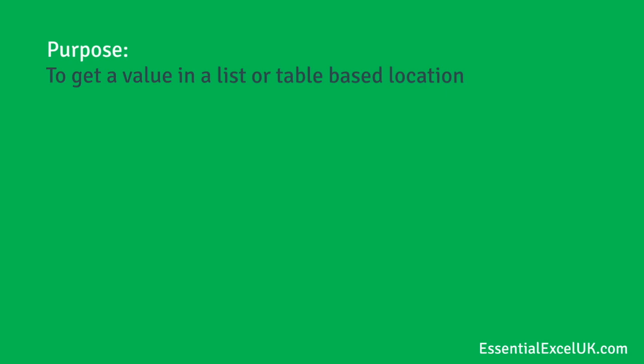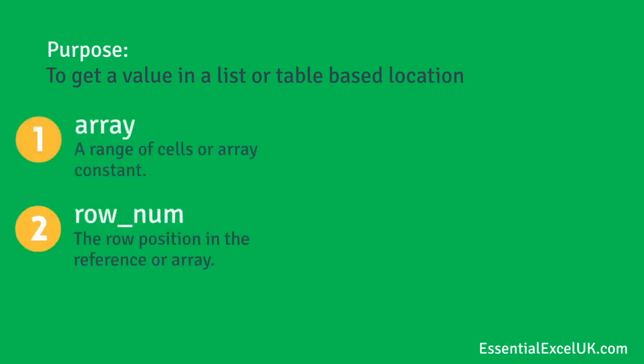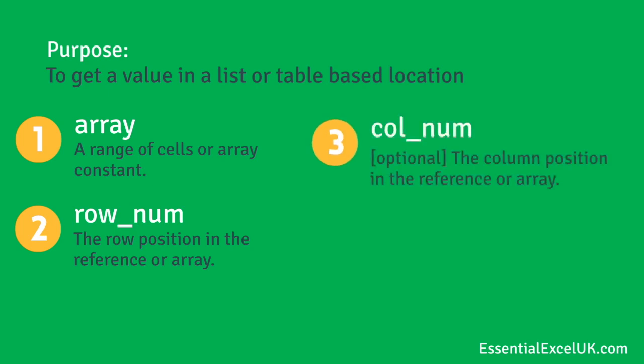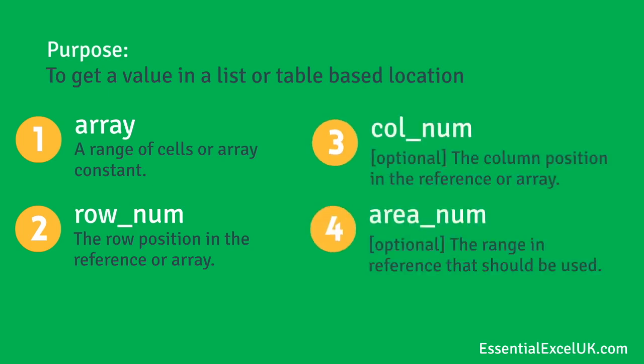So the first one we have is the INDEX function. It's made up of 4 different parts. The first is the array, so this is a range of cells or array constant. The second is row number, so this is the row position in the reference or array. Number 3 is the col number, or column number. This is optional; you don't actually need to put this. The first 2 are mandatory, but the third and fourth are optional.